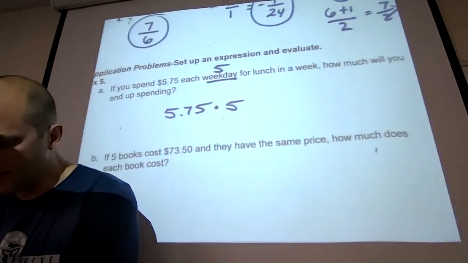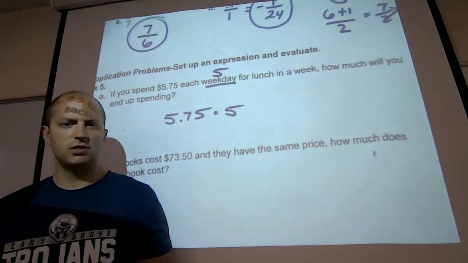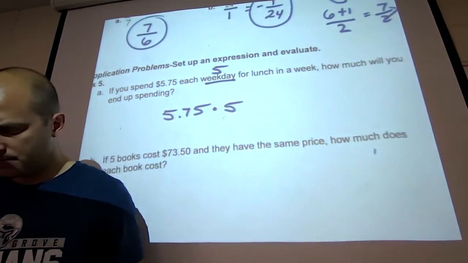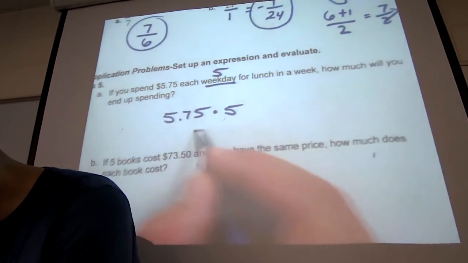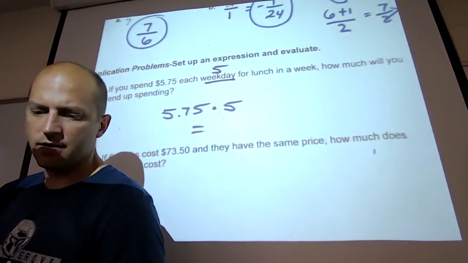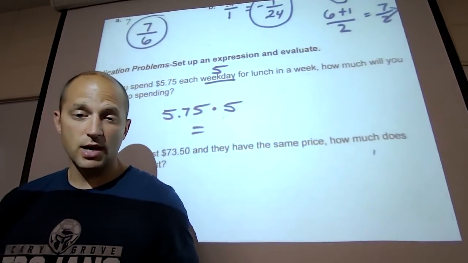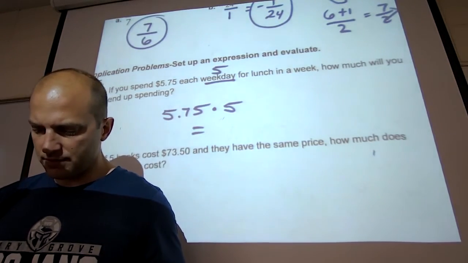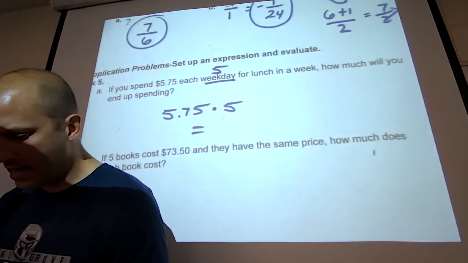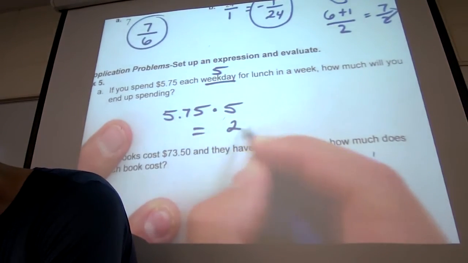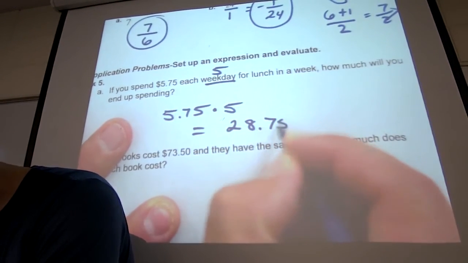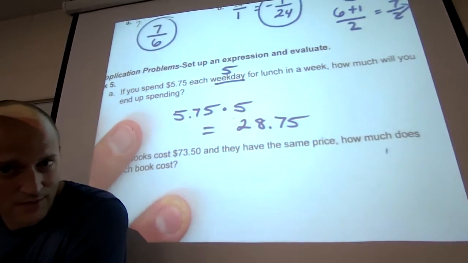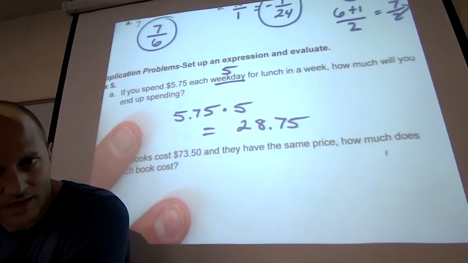Okay? Now, they said set up an expression. An expression doesn't have an equal sign, so I'm not going to set it equal to X or anything. I'm just going to solve this thing. $5.75 in my calculator. You can try to do it by hand, but hey, we got these calculators. Let's use them. 5.75 times 5, and I got 28.75. Holy cow, isn't that a lot of money? Almost $30 just to eat lunch.